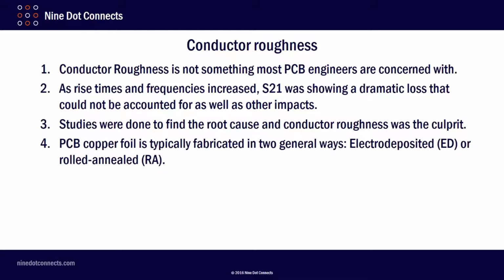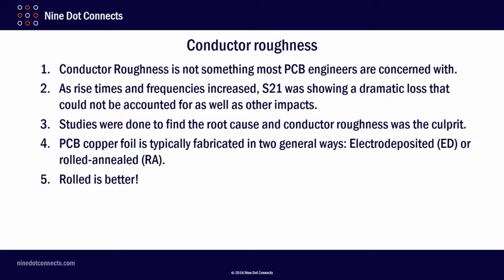PCB copper foil today is typically fabricated in two different ways: electrodeposited, which you'll see in my diagrams or presentation labeled ED, or rolled annealed. It's exactly the way it sounds. You either electrodeposit it or you run copper through a roll and squish it to the thickness you need.